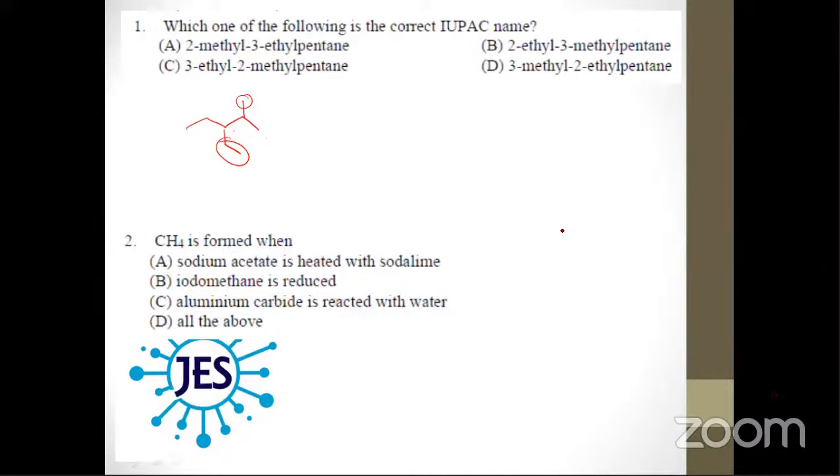Option A. What is the mistake? Come on, be quick. The mistake is in the alphabetical order of the list of substituents.